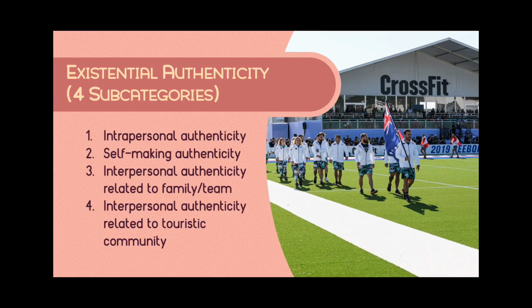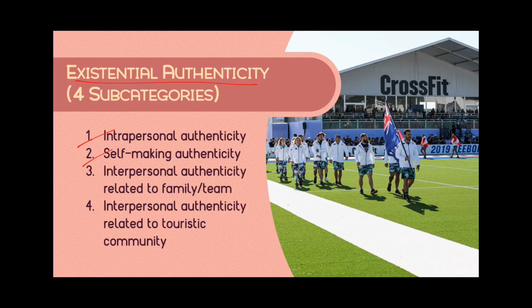According to Wang, there are 4 subcategories of existential authenticity. The first one is intrapersonal authenticity, and basically these are the bodily experiences that we have when we are engaging in a tourism product. So of course, if you're engaging in a sports tourism product, like if you're actually doing sports, then check this box. You are experiencing intrapersonal authenticity.